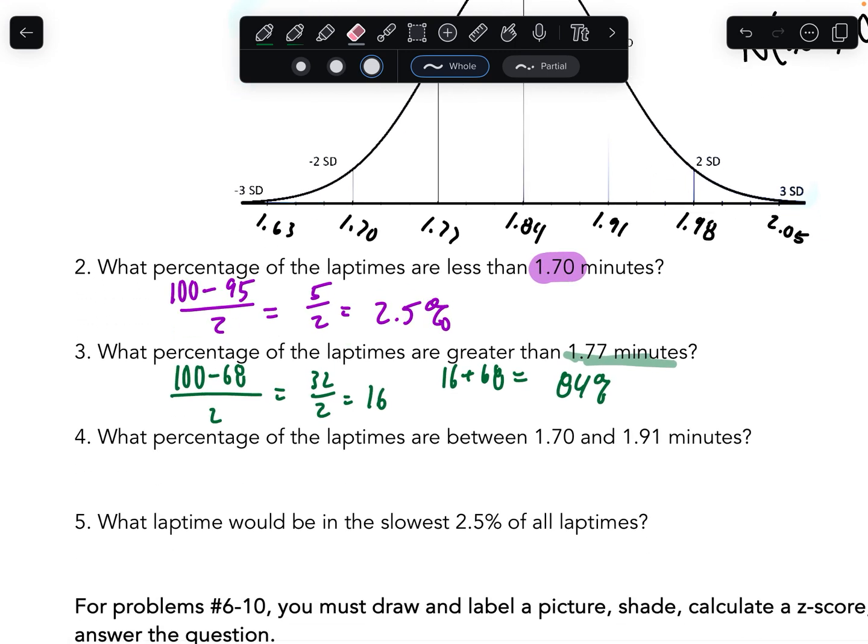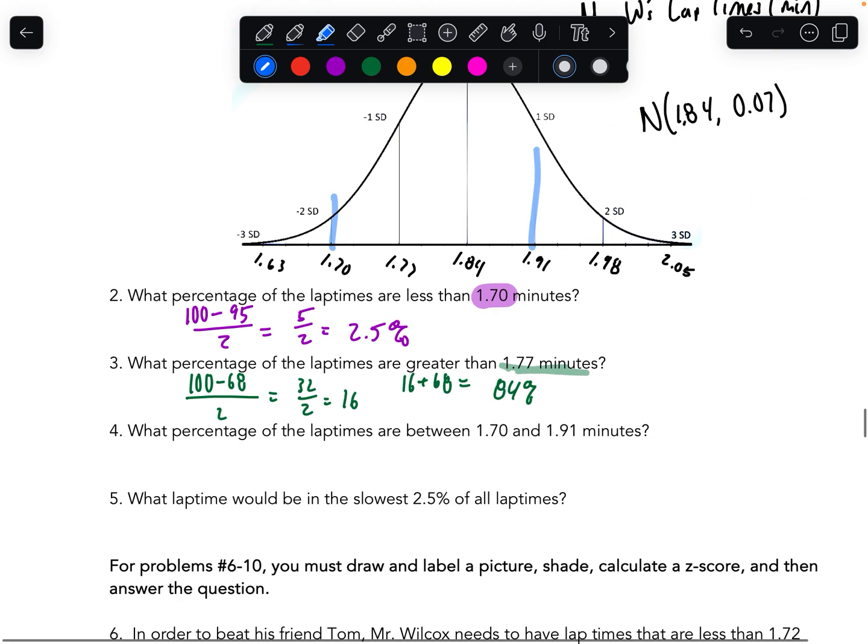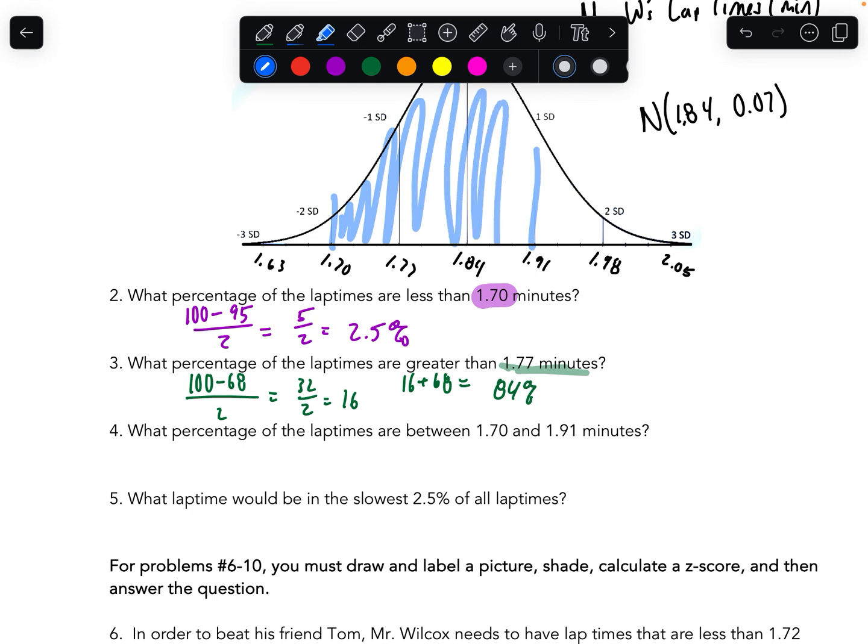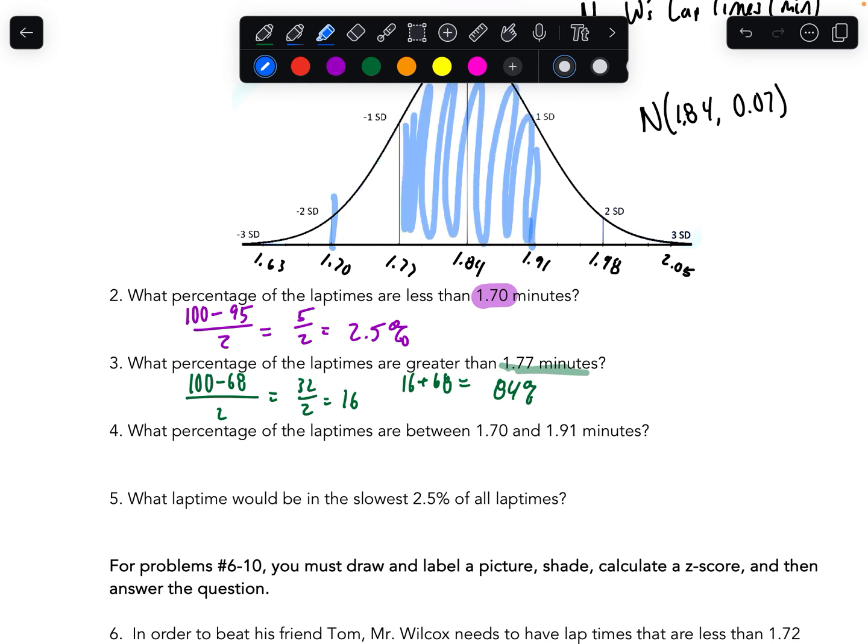What percentage are between 1.7 and 1.91? Again, those are both standard deviations, so I want what's between here and here. Again, lots of different ways to do this, but what I'm seeing here is I have the 68% that's between the one set of standard deviations, and I want to add on this little wing here, which is the difference between 95 and 68, but divided by 2. That's how I'm going to approach this.